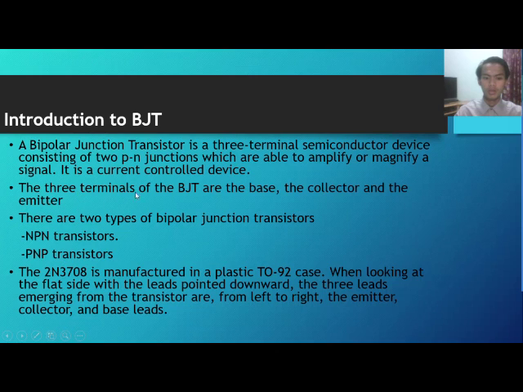The three terminals of the BJT are the base, the collector, and the emitter. There are two types of bipolar junction transistor, which are the NPN transistor and the PNP transistor. The 2N3708 is manufactured in a plastic TO-92 case. When looking at the flat side with the leads pointed downward, the three leads emerging from the transistor are, from left to right: the emitter, collector, and the base lead.